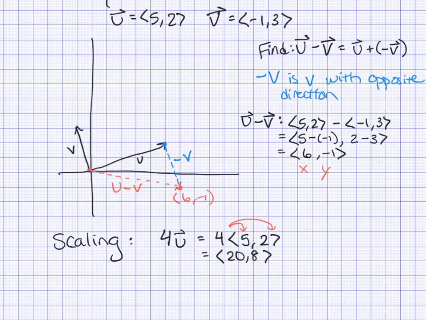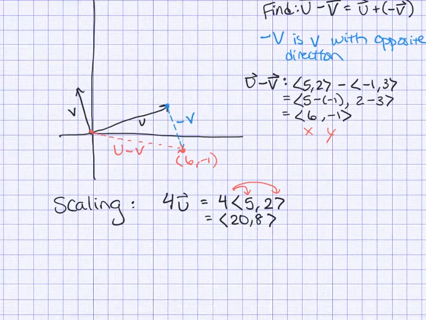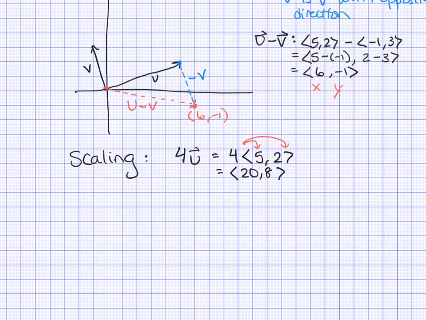So now let's take a moment and try putting all of this together. So what if I wanted to find 3u minus 2v? What would that look like? Well, that's going to be 3 times (5, 2) minus 2 times (negative 1, 3).